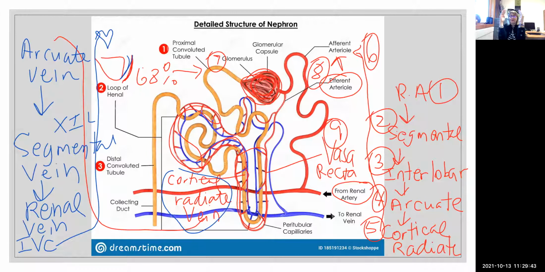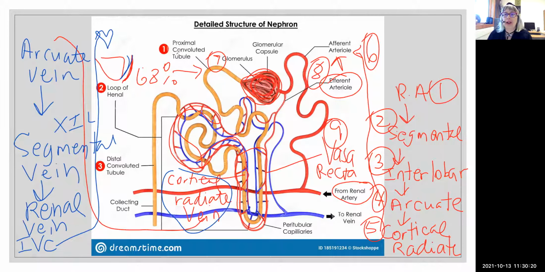And then after that, the blood flows into the venous system: cortical radiate vein, arcuate vein, no interlobar, instead straight up segmental, which feeds into the left and right renal vein, and then up the inferior vena cava back to the right side of the heart. Okay, so if sign language helps you, body language, dancing, whatever floats your boat, but you do have to know the blood flow in and out of the kidney.